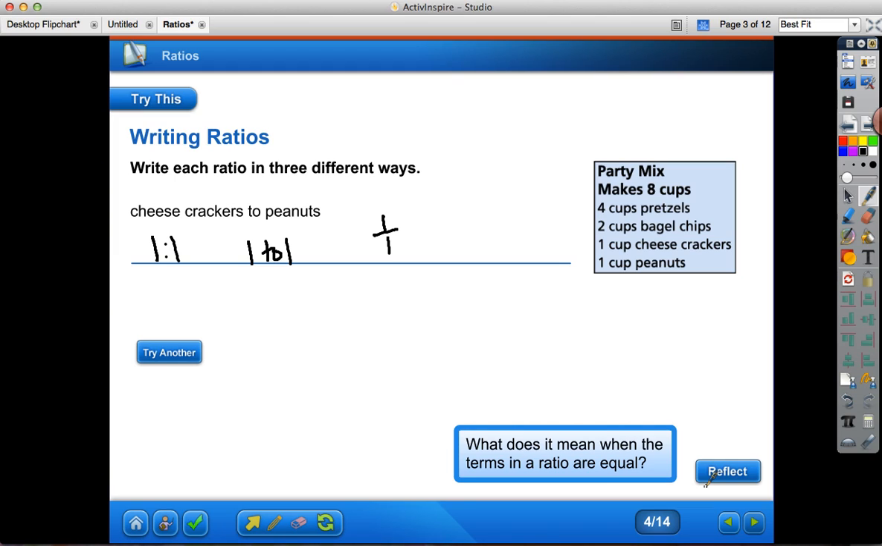So I want you to think, when the terms in the ratio are equal, what does that mean for those items? Well, let's look at our cheese crackers to peanuts. If the number in the ratio is equal, that means that the amount of cheese crackers that we're putting in is the same as the amount of peanuts that we're putting in. So if I'm putting in 1 cup of cheese crackers, I have to put in 1 cup of peanuts. Let's say there was a class of 15 girls and 15 boys. Since the number is equal, that means that it's the same amount of boys as there are girls. So when you see numbers in a ratio that are equal, that means that there is the same amount of each of the things in that ratio.